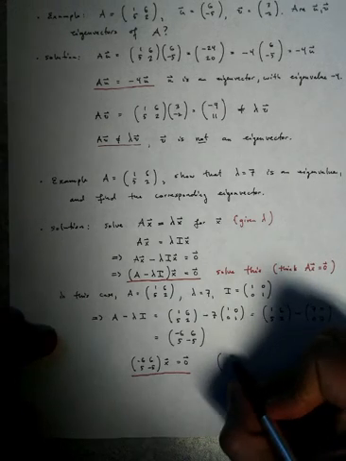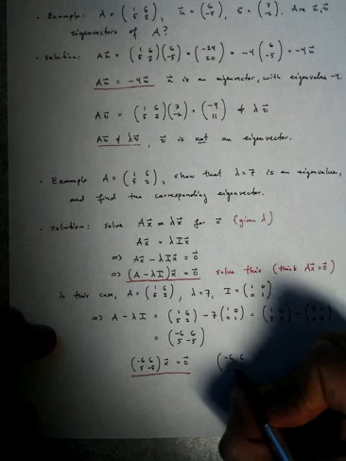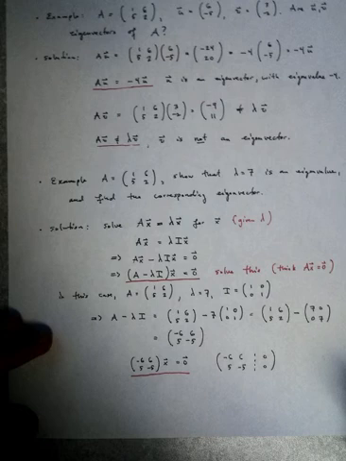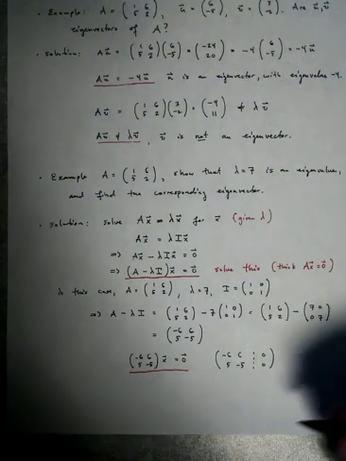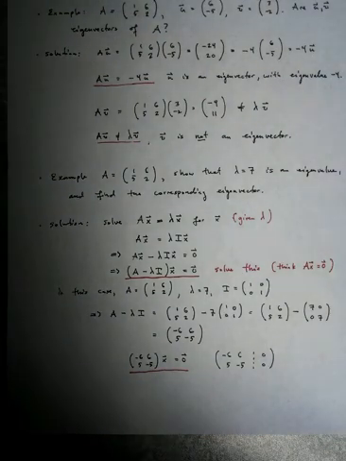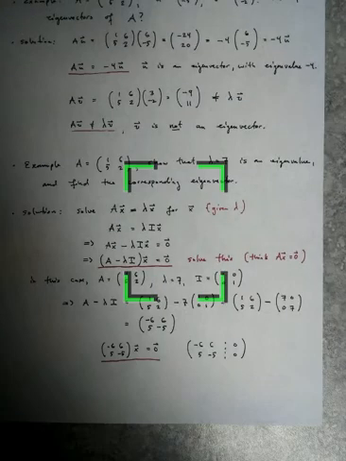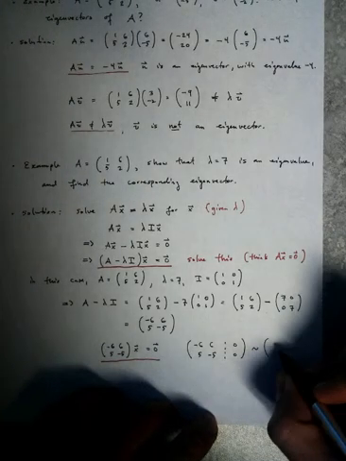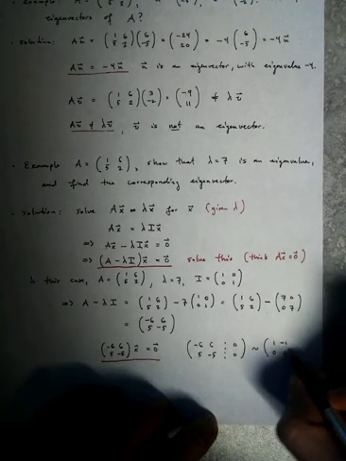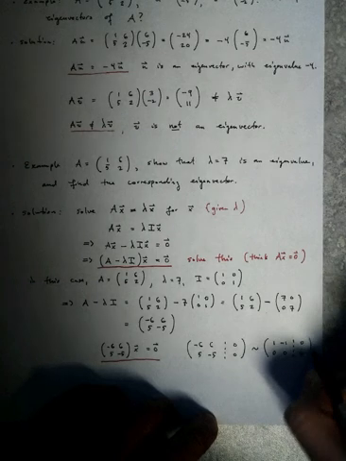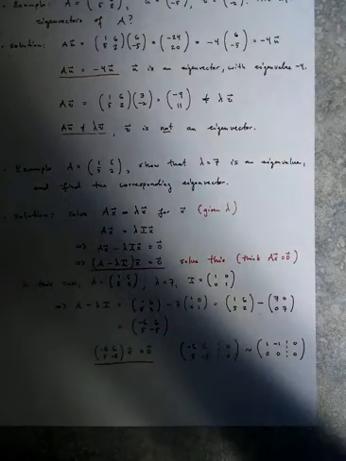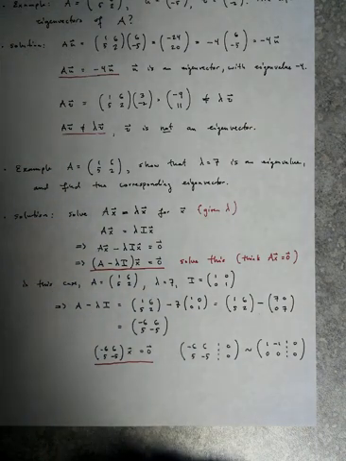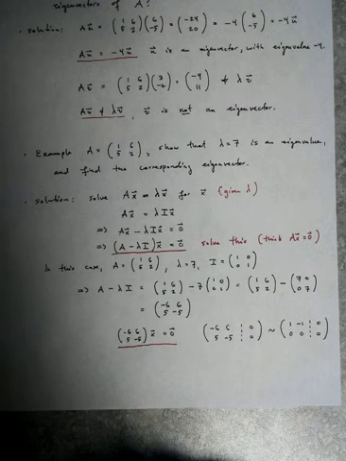So this is an augmented matrix: negative 6, 6, 5, negative 5, 0, 0. Then I would do some row operations to that. If you do those row operations, you get this: 1, negative 1, 0, 0. So now you want to find the solution to this.